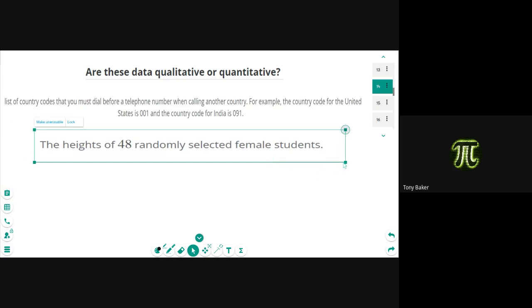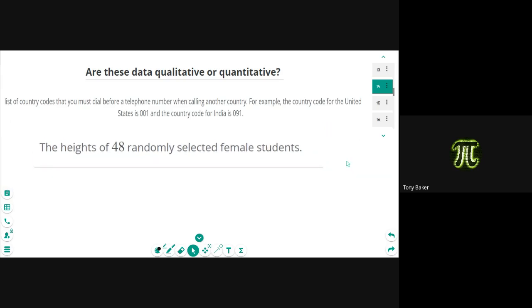48. The heights of 48 randomly selected females. Why? You could measure on it. It's not the measurement. I can subtract them. I can divide them to tell you like you're twice as tall as somebody else, or you're 5 inches taller than somebody else. I can do that. That's why it's quantitative. Okay. Better understanding now? All right. That's the first thing.